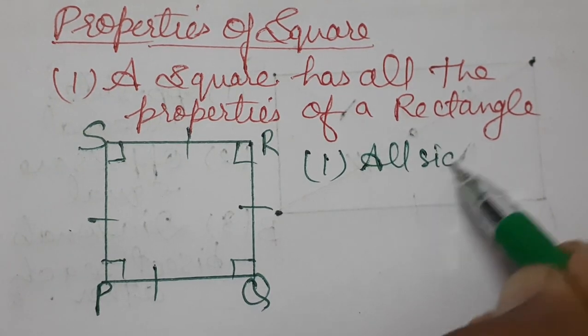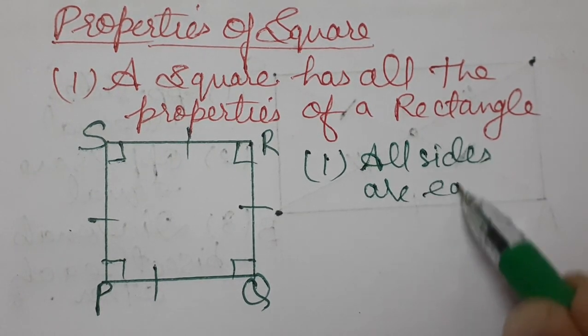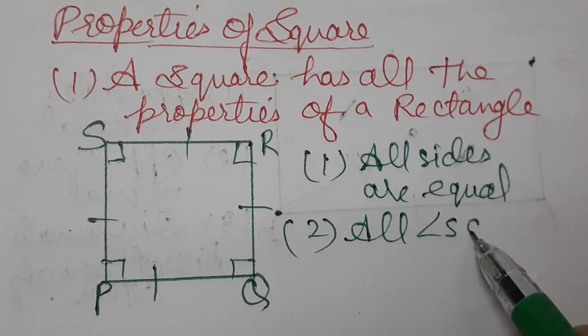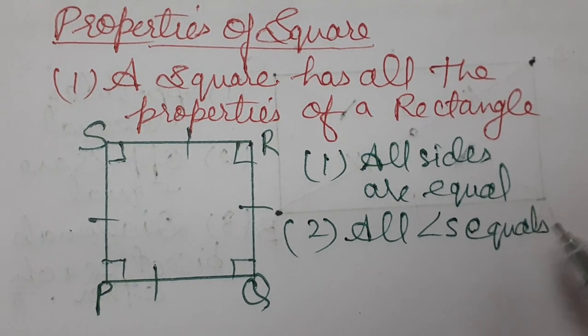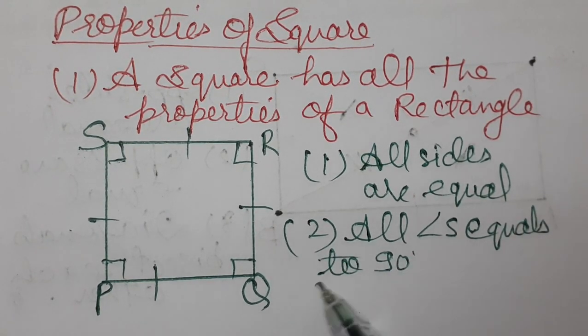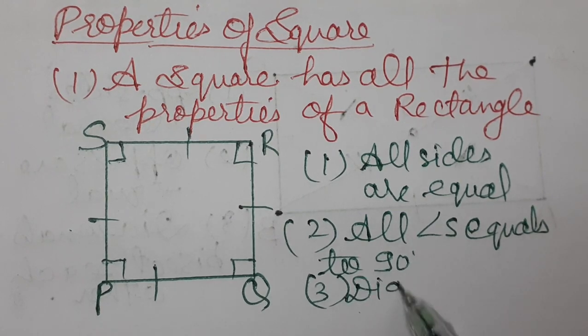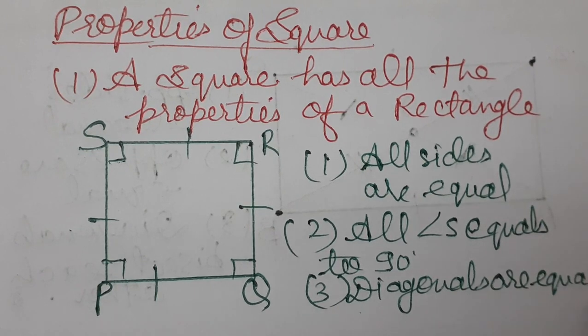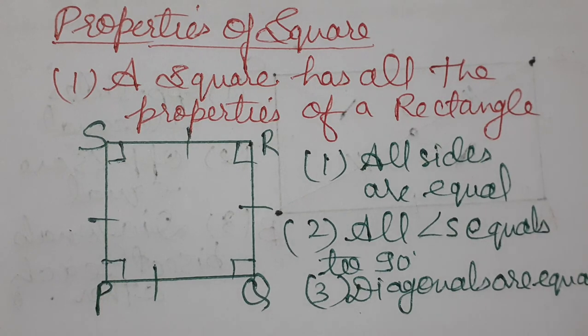First, all sides equal. Secondly, all angles equal 90 degrees. Third, diagonals are equal. So these are the properties of a rectangle, and these same properties hold for a square also. Now what makes it a square? How is it different from a rectangle? So let us see the very important property of a square.